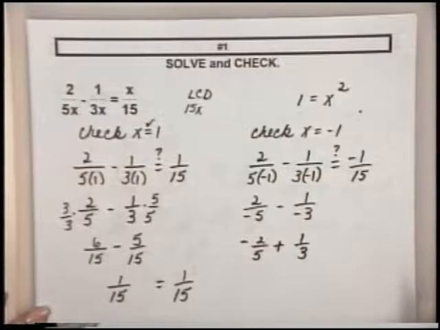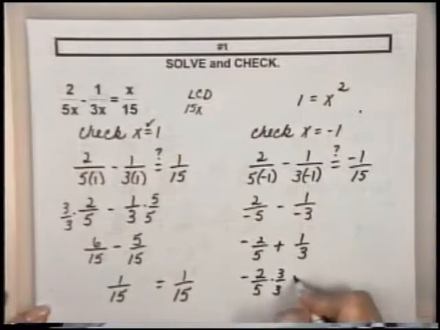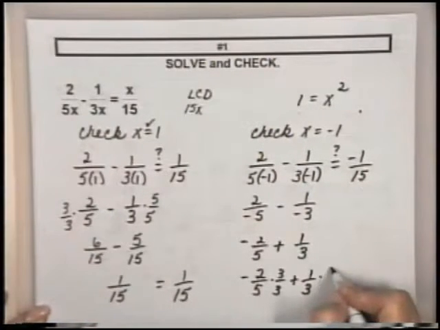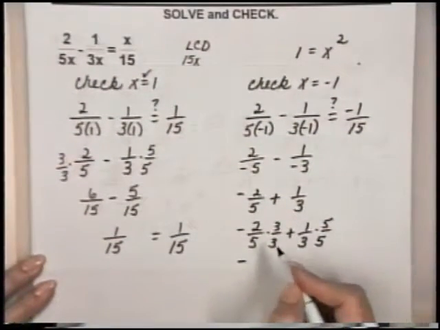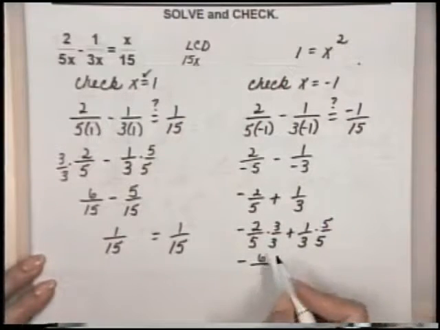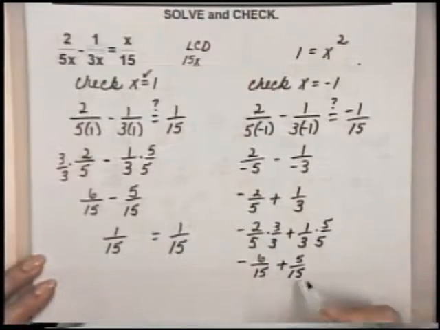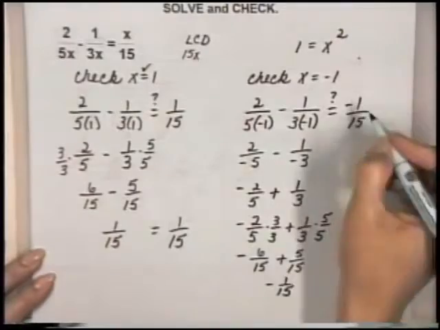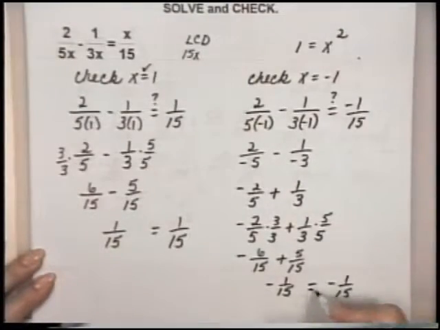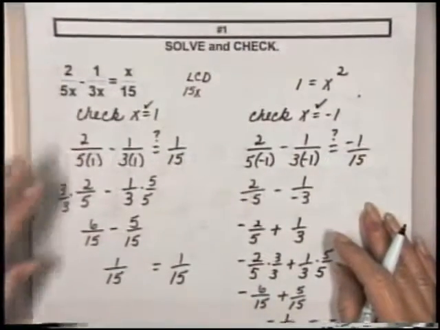Once again, my LCD is 15. I will multiply my 2/5 by 3 over 3. I will multiply my 1/3 by 5 over 5. I will have a negative 2 times 3 is 6 over 15, plus 1 times 5 is 5 over 15. Negative 6/15 plus 5/15 will give me a negative 1/15, and that's what I have on the other side of the equation. So x equals negative 1 also checks in the original equation.